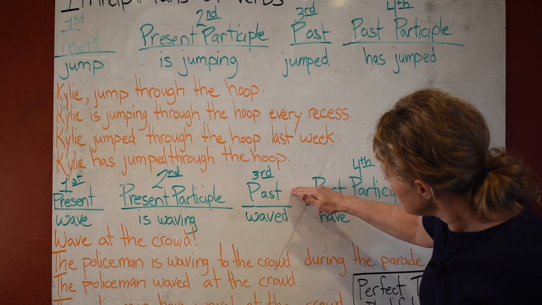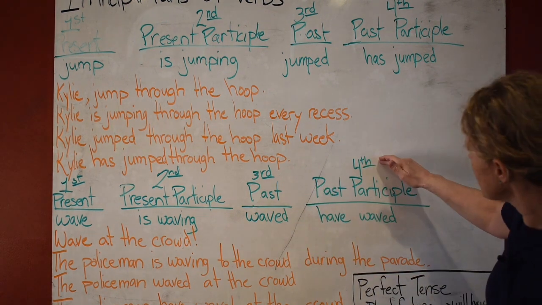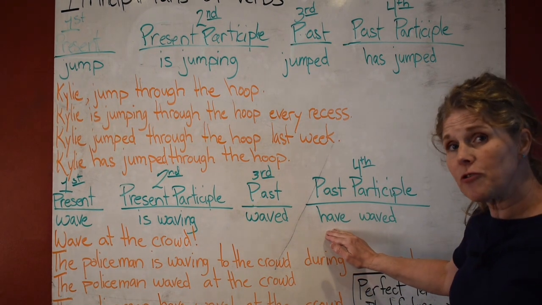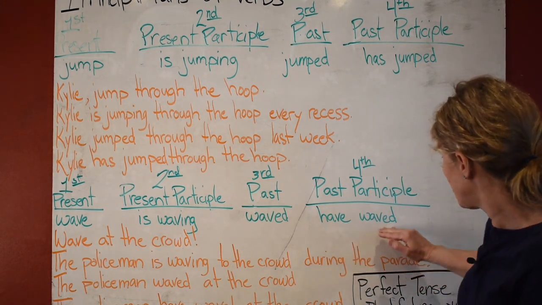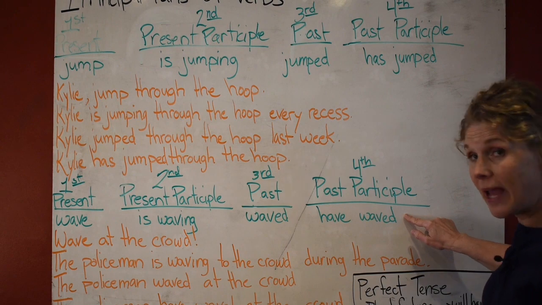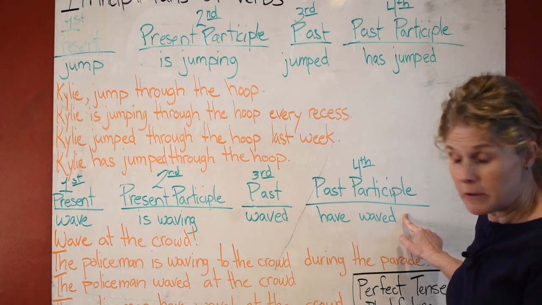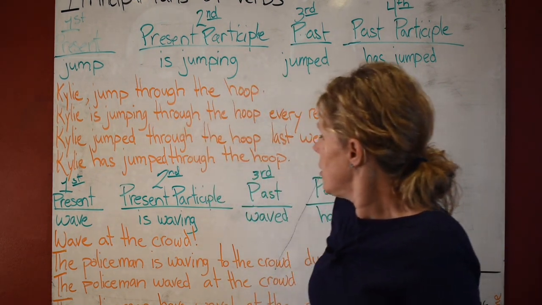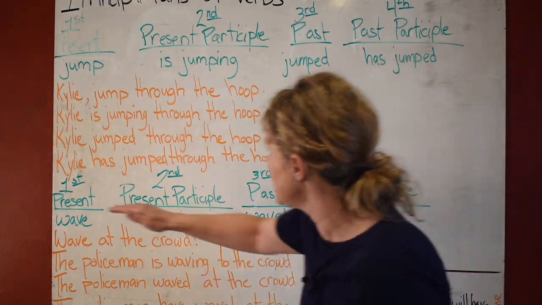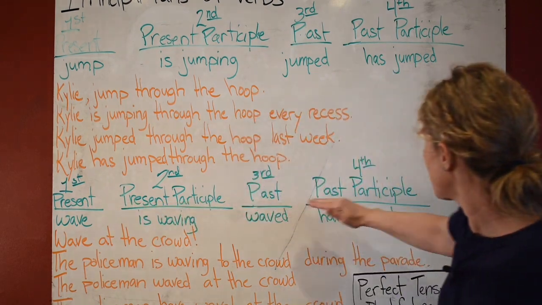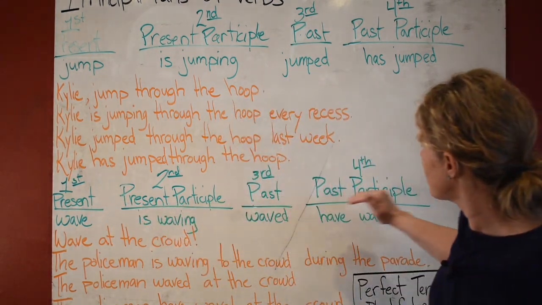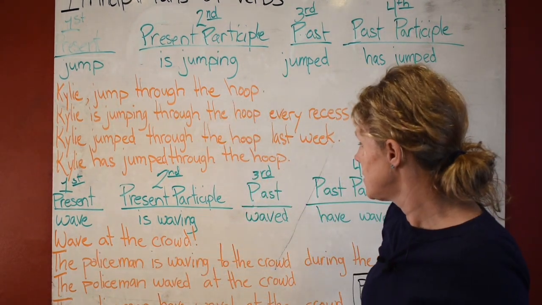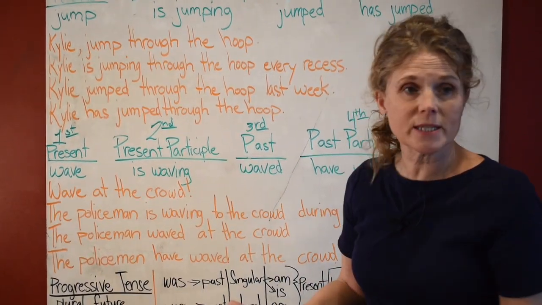Now, the third is past, and we have waved. The fourth is your past participle, and we have waved. The same thing here, you have to have a helping verb if you're going to use it as a verb. Now, you have your waved that you can use as an adjective, right here, or an adverb, depending on the sentence. Okay, so now let's look at four more sentences with each principal part that we have. So these are principal parts of the verb. Wave at the crowd. So this is telling her something, because what's the subject?